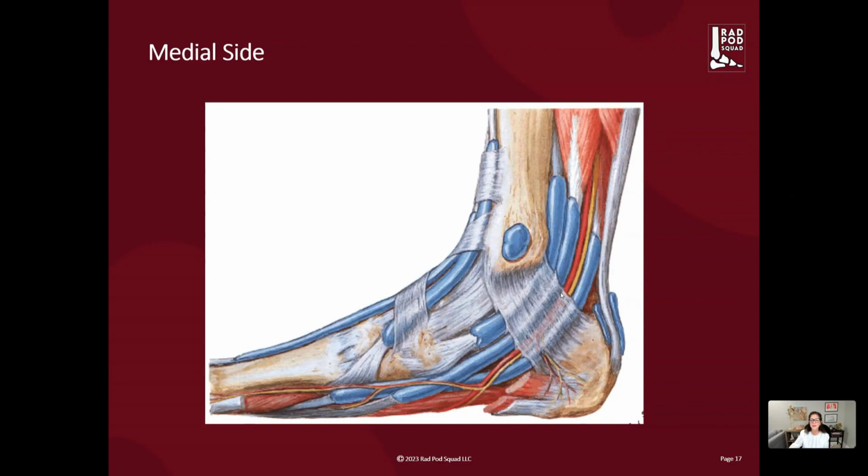Let's move to the medial side. Now, looking at this illustration, we can appreciate the medial malleolus with the super strong medial flexor retinaculum, which is restricting all of the contents of the tarsal tunnel. So all of these structures here are in the tarsal tunnel. That's your posterior tibial, flexor digitorum, flexor hallucis, and the nerve, artery, and vein bundle between them.